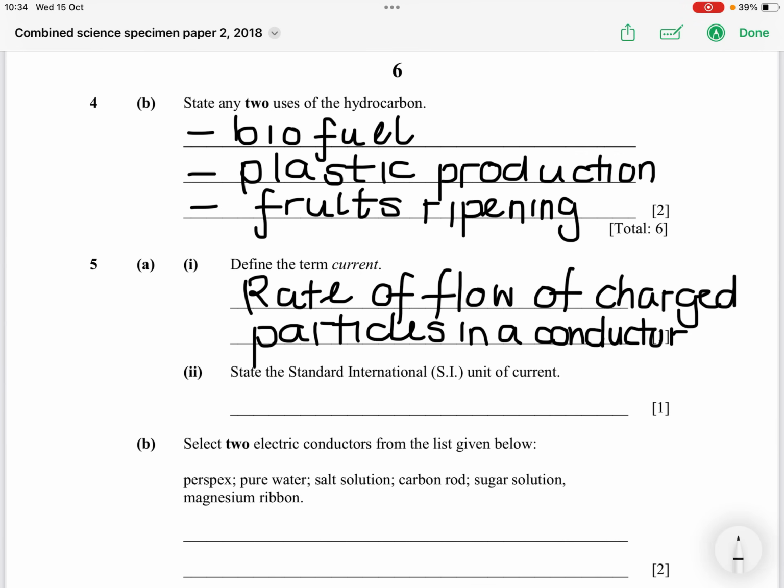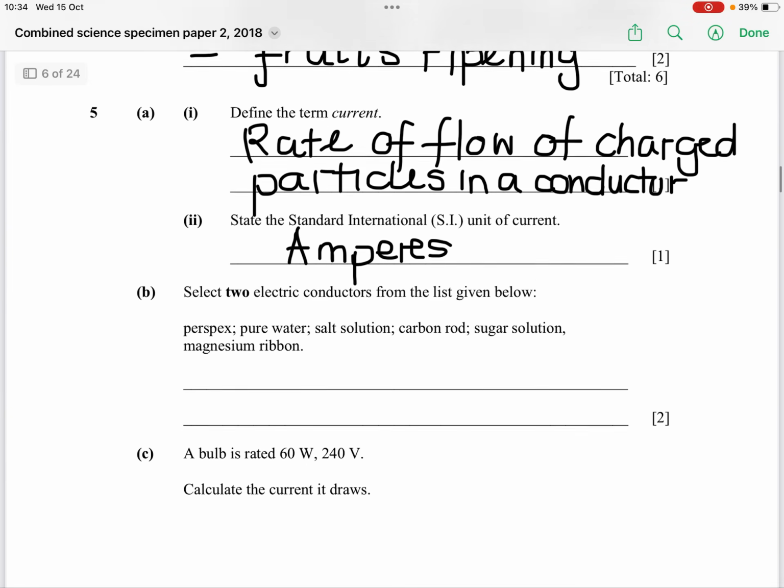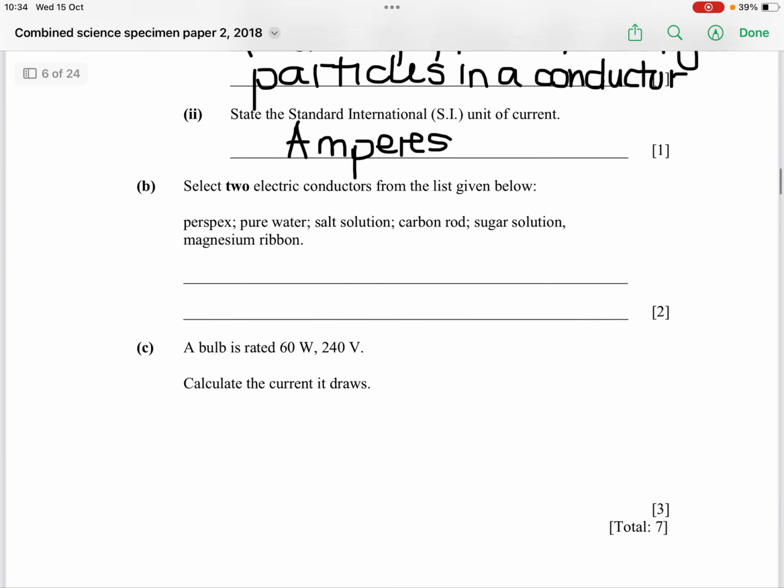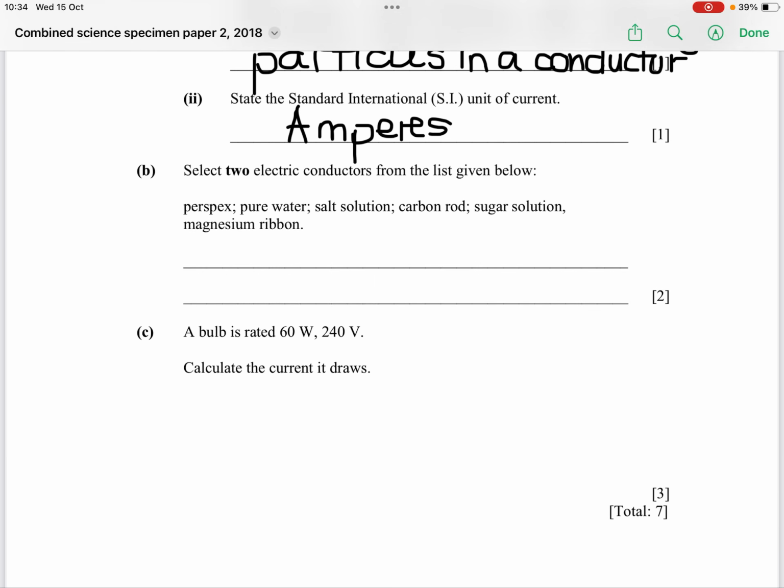And then next, state the standard international unit of current. Current is measured in amperes. And then next, on B, state the two electric conductors from the list given below. We have the salt solution is an electrical conductor. So we write salt solution.